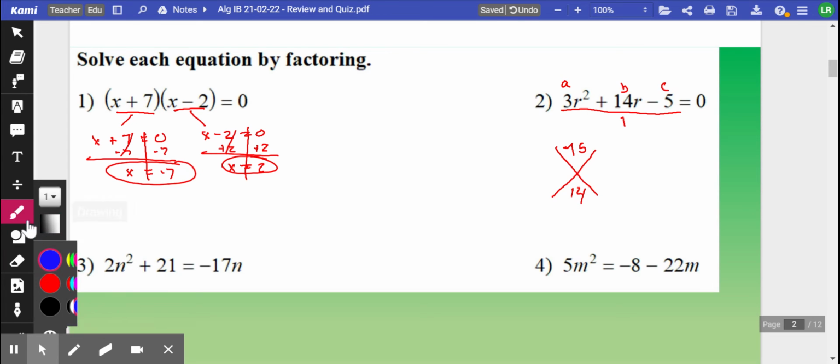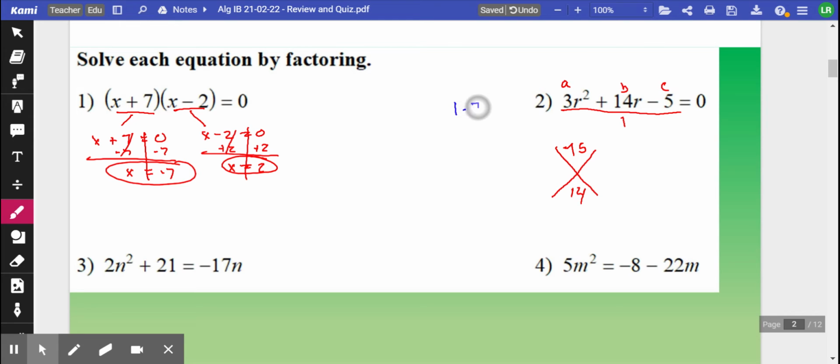And now let's go ahead and get these magic numbers. Don't ever forget about 1 in the number. So I can start with 1 times negative 15. 1 times negative 15 is negative 15. But if I add that, I should get negative 14, and I want positive 14. So just switch these around. I'm going to make the 1 negative and the 15 positive. Okay. So I have my magic numbers.